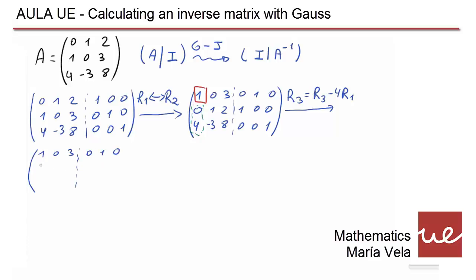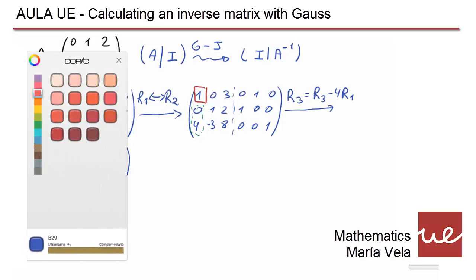We copy the first row as it is, 1, 0, 3, 0, 1, 0. The second row also remains the same, so 0, 1, 2, 1, 0, 0. And we just need to operate the third row with the first one. So 4 minus 4 is 0, minus 3 minus 0 is minus 3, 8 minus 12 is negative 4, and then 0 minus 0 is 0, 0 minus 4 is minus 4, and 1 minus 0 is just 1.